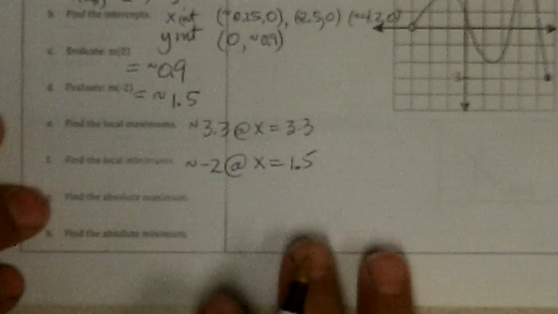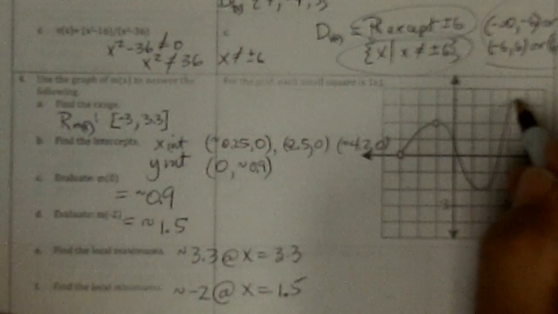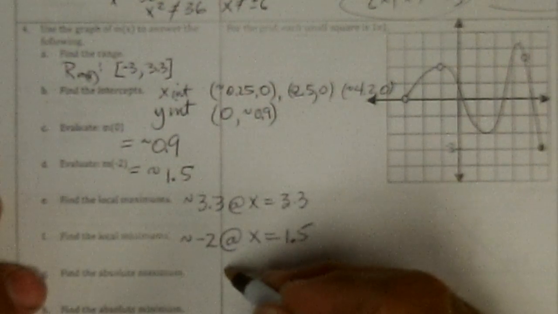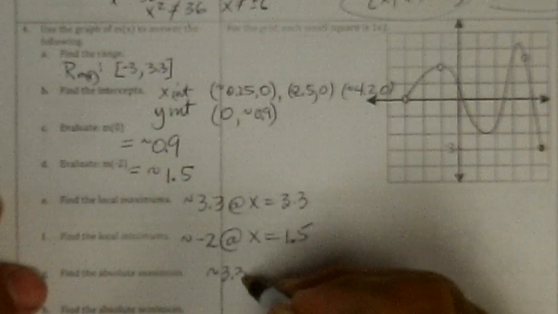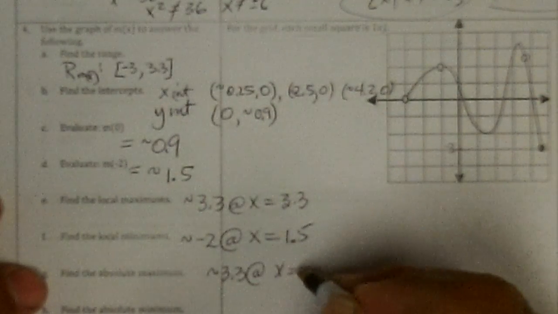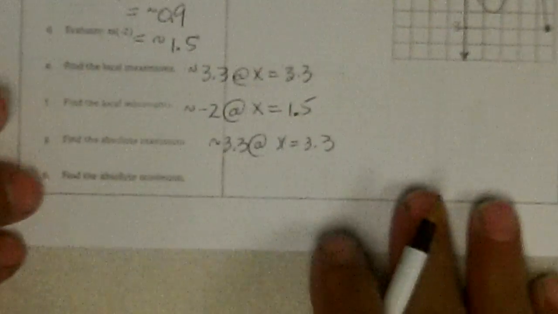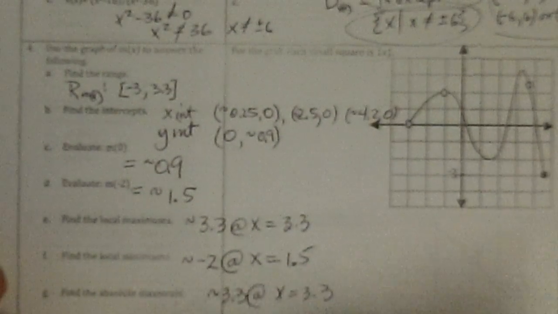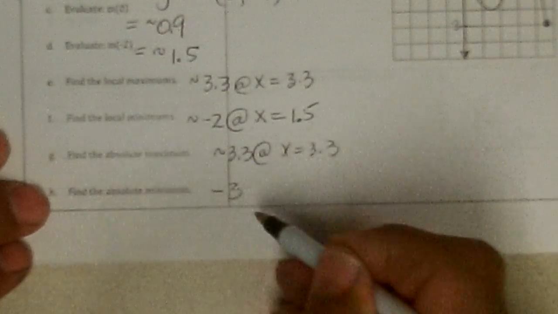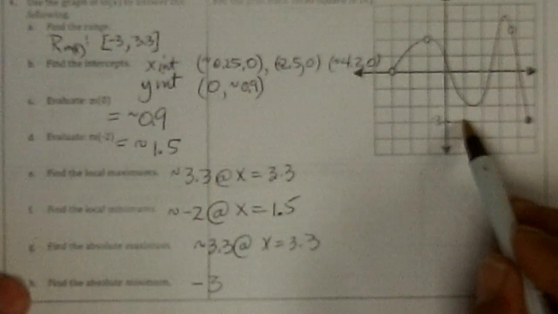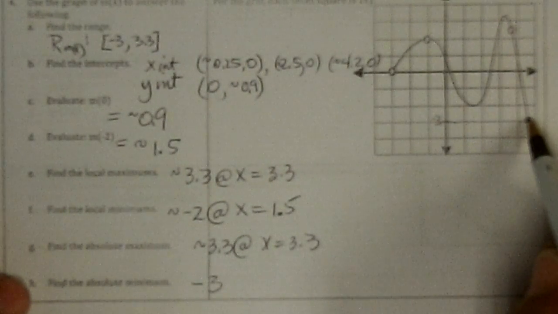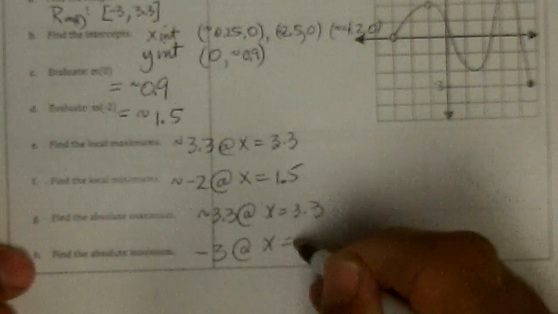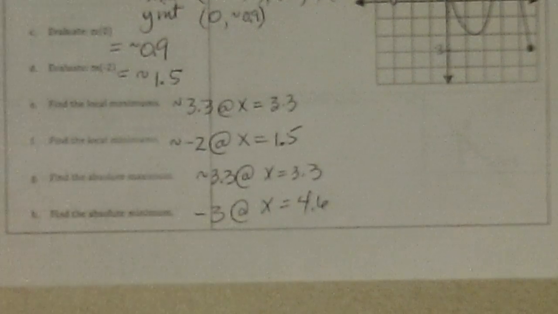Absolute maximum. Well, that's this place. That's the highest place for this whole thing. And that looks like it's approximately 3.3 at x equal 3.3. And absolute minimum, the very lowest place, that's -3 at x equal 4.6, it looks like. And that's page 1.